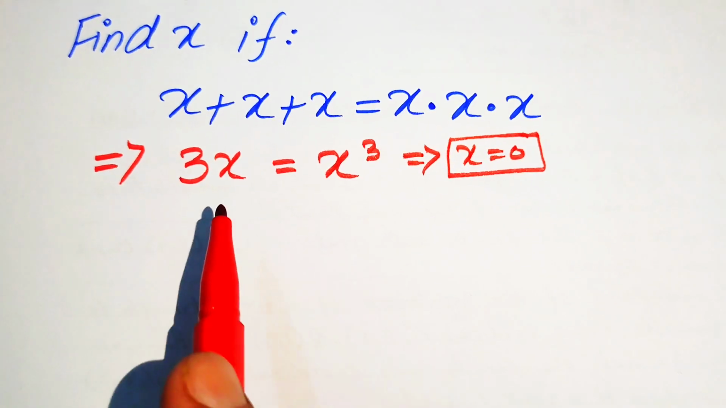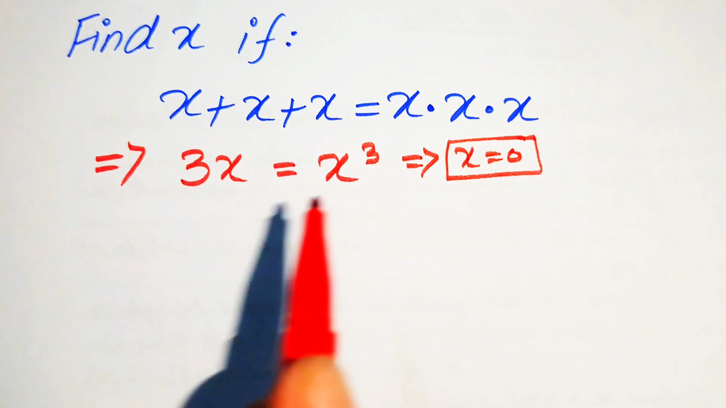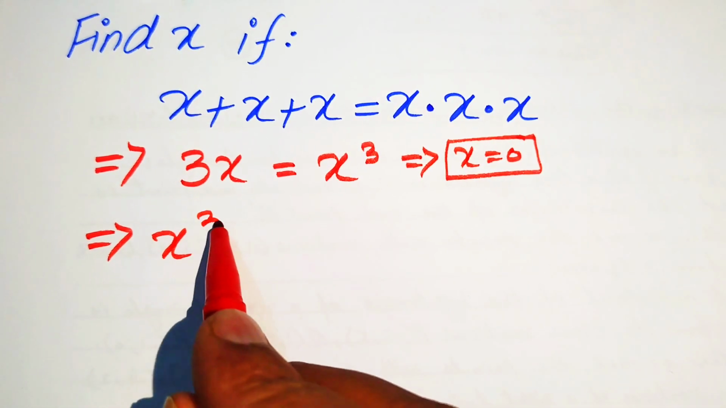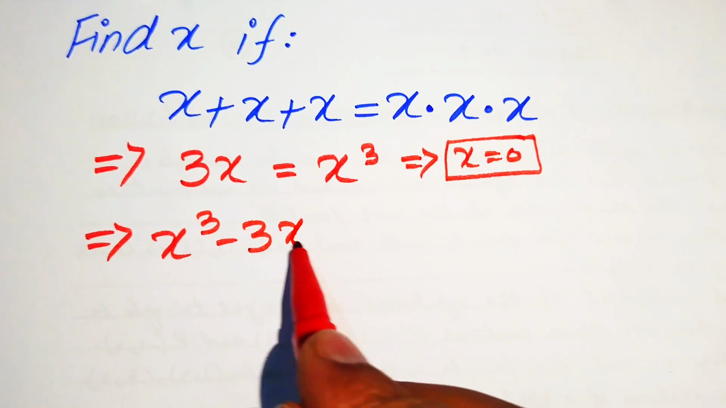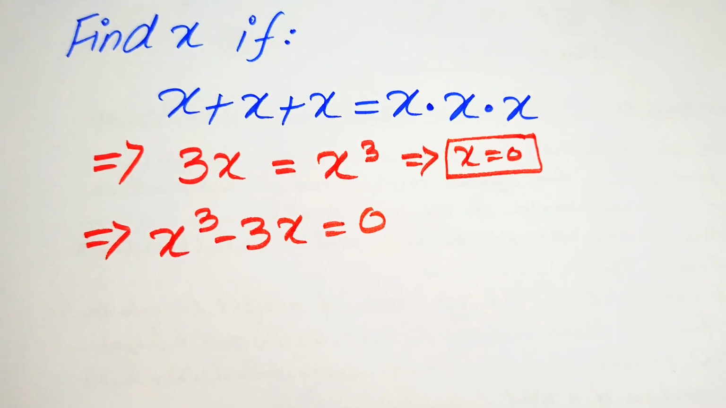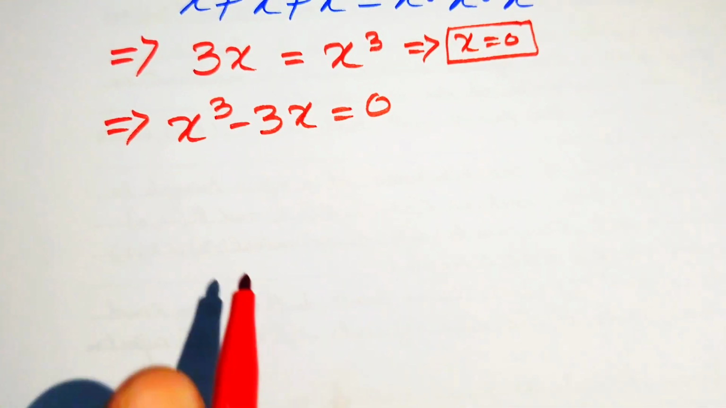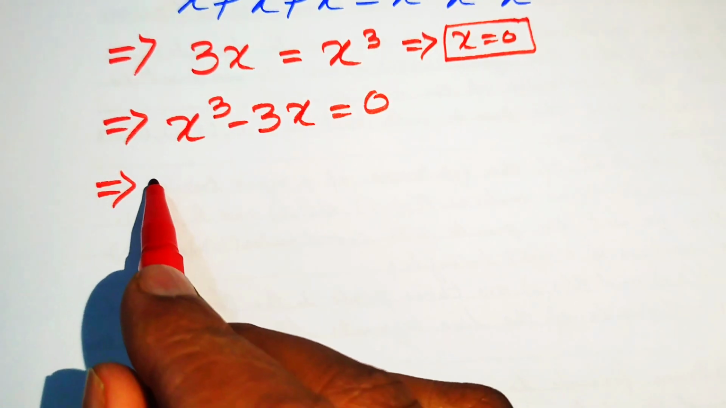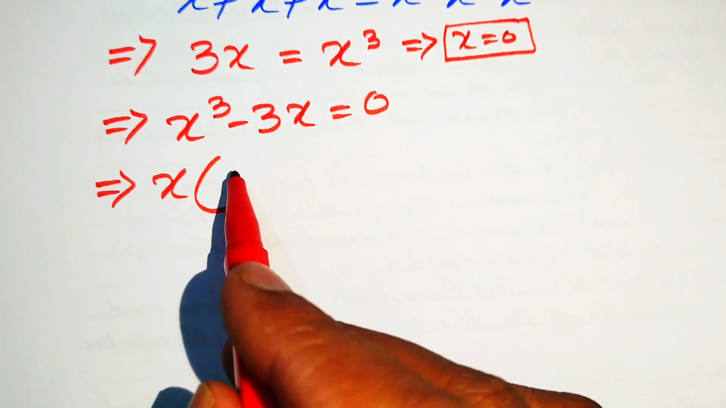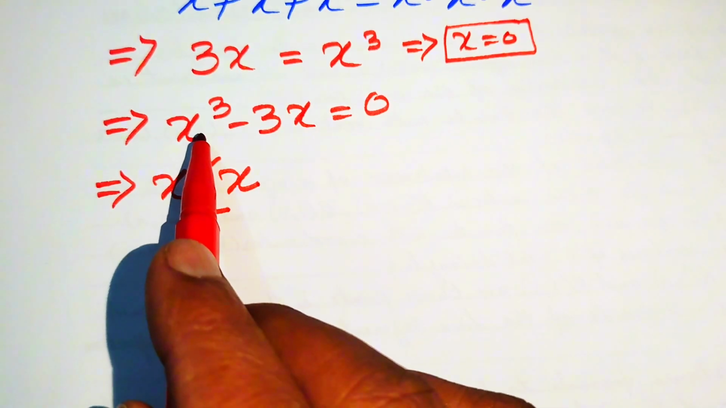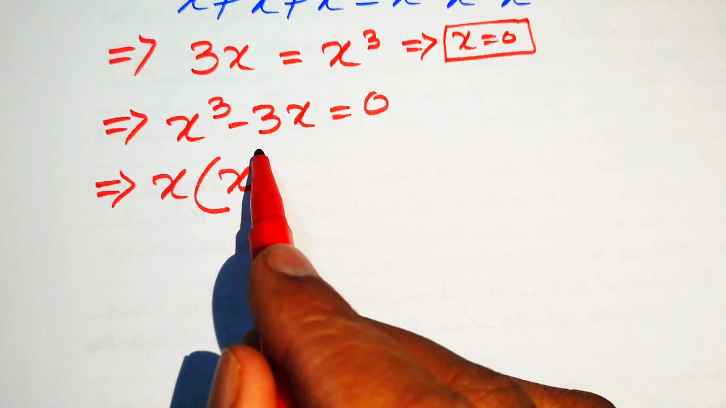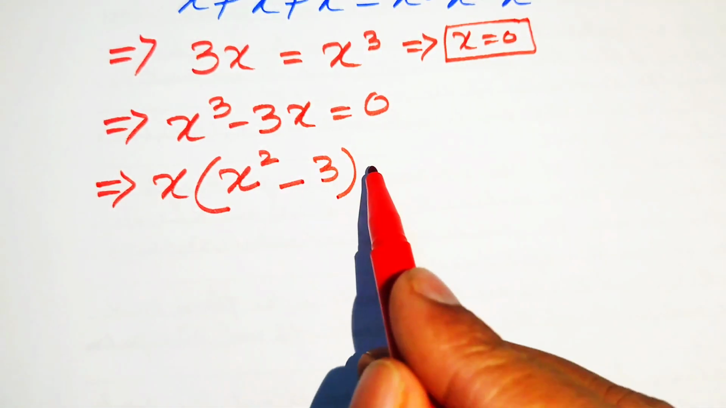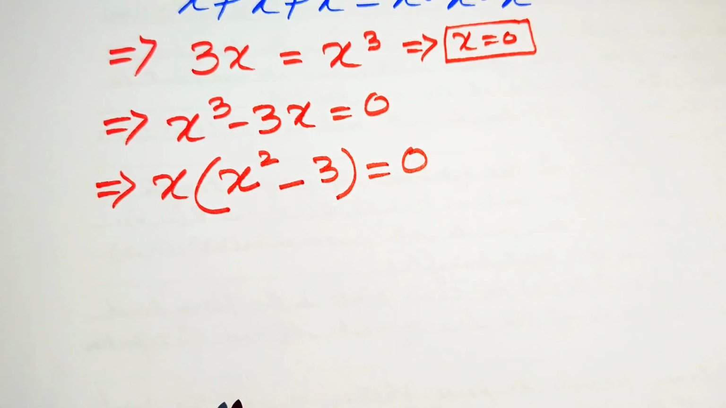equation. So first we move the 3x to the right hand side, and it will be written as x cubed minus 3x equals 0. Now you see we have x as the common term, so we take common x here, and the remaining terms are, when you take common x from x cubed, you get x squared, minus, taking common x from 3x, you get minus 3, equals 0.